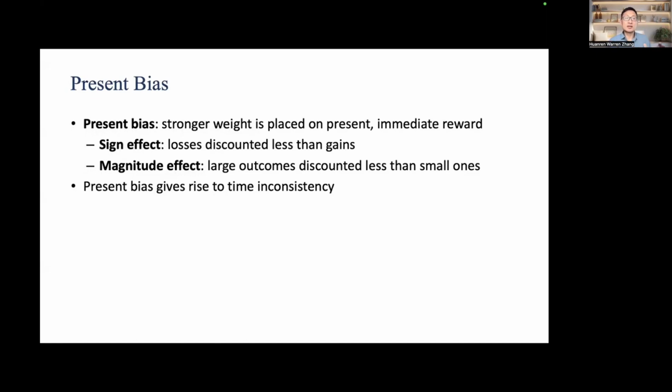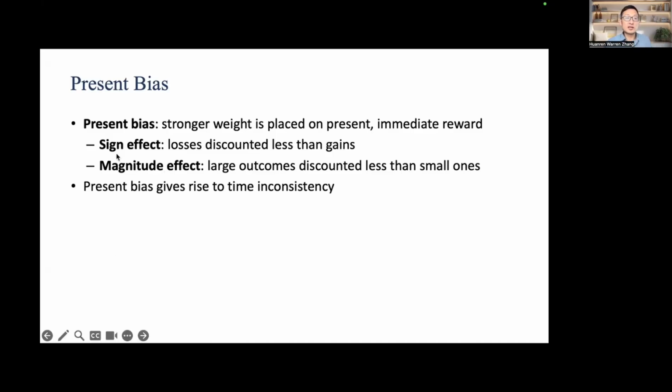One is called the sign effect. Losses are discounted less than gains, right? So this may be related to the idea of loss aversion, right? So losses loom larger than gains. And because they loom larger, that means they are discounted less when you make decisions across time.